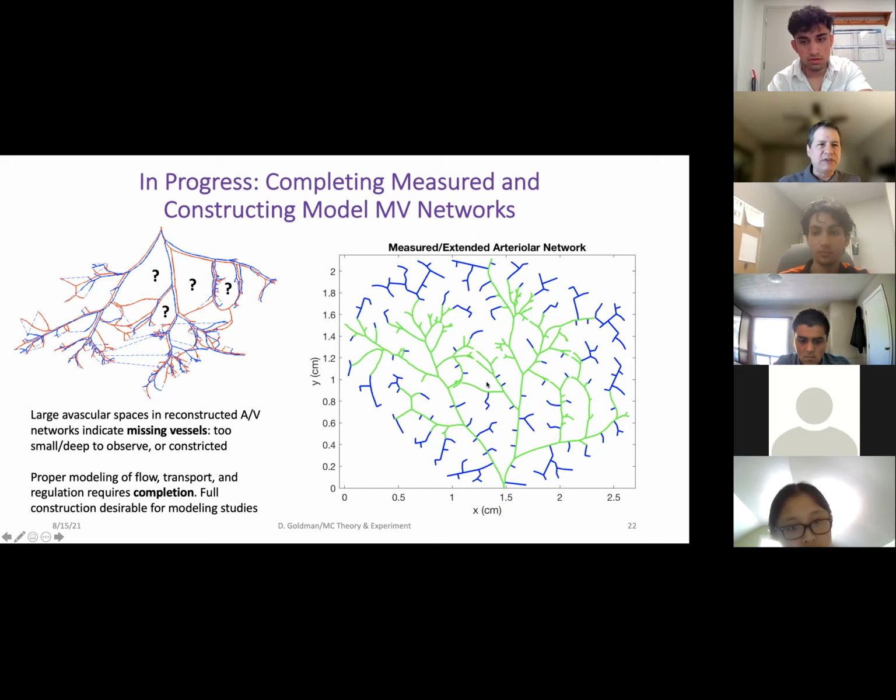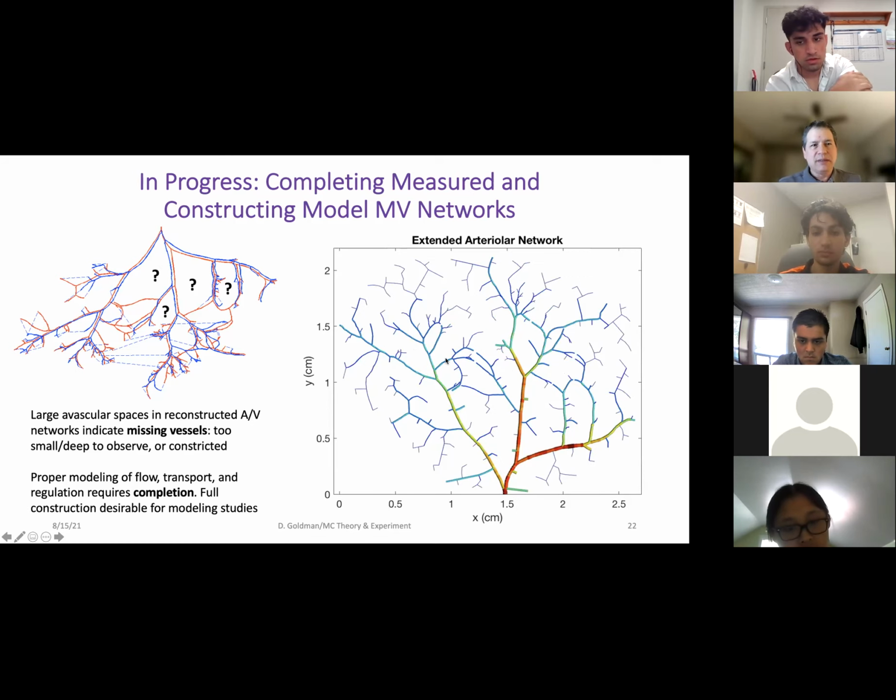maybe that won't give us the right washout kinetics because we're missing a lot of things. But maybe if we add these blue vessels, we'll get better washout kinetics, and we'll maybe get better oxygen transport and things like that for this network. So that's one of the things that are in progress. There are different approaches that we're going to try, but that's where we are on that.